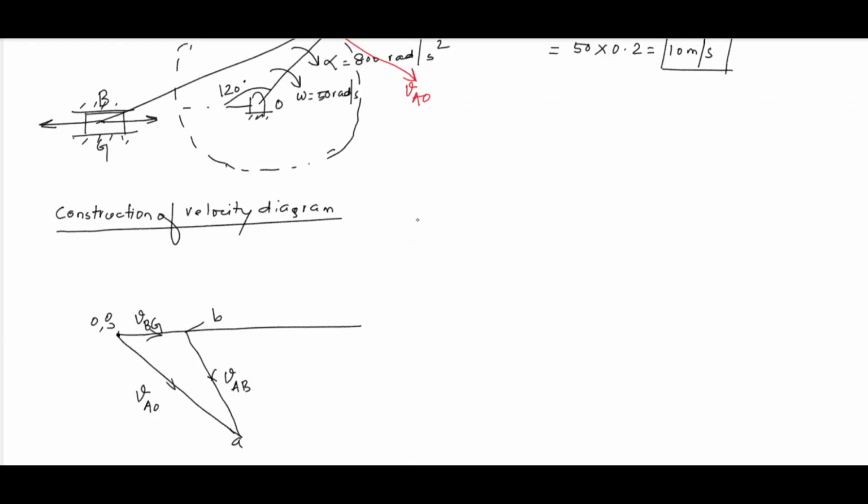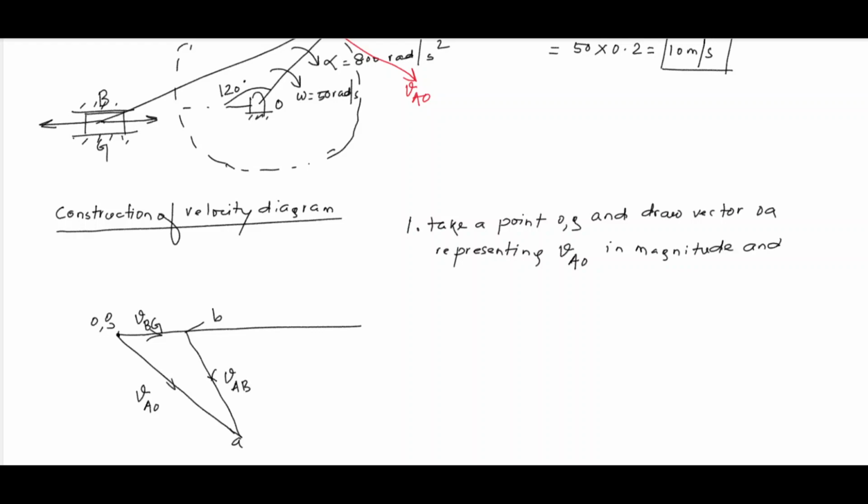So now I'm writing the steps. First step is to take a point O,G and draw vector OA representing VAO in magnitude and direction.